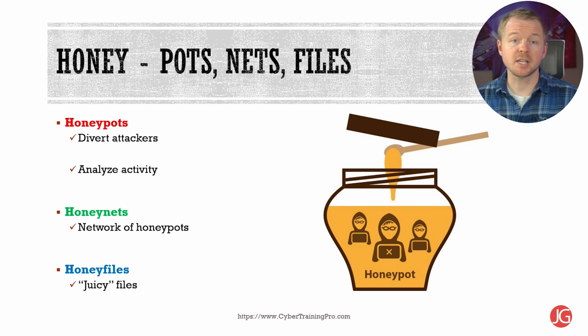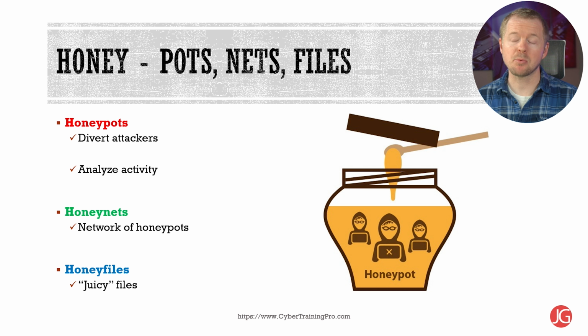responses. A common reference that you might be familiar with is to attract bears with honey because it's sweet. With attackers, we use honeypots, which are basically systems or servers that look so vulnerable that they can't be passed up. Now, honeypots are useful for two major reasons. The first reason is that we can divert attackers from our main network. The other reason is that we can analyze attackers' activity.